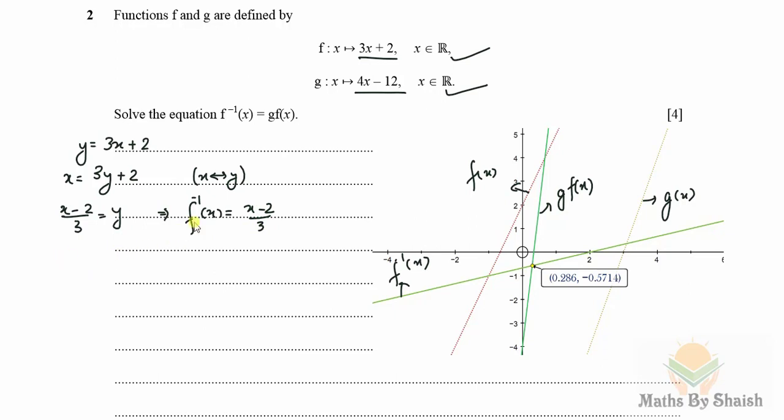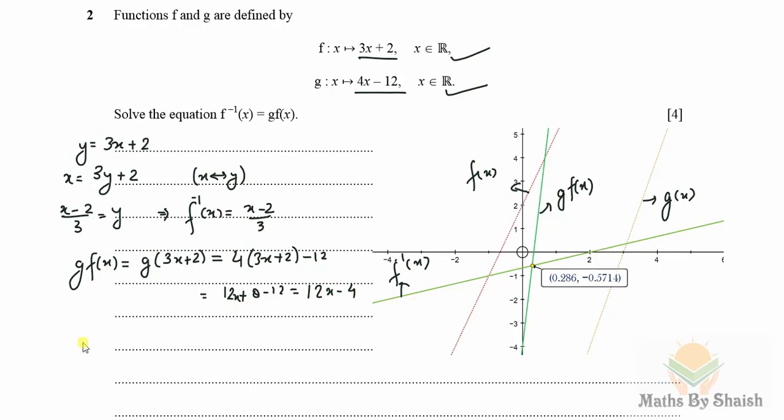The next function is g of f of x. That is g of f(x), where f(x) is 3x + 2. Now we replace the input here, and it is going to be 4 times (3x + 2) minus 12, which is 12x + 8 - 12. So it is 12x - 4.